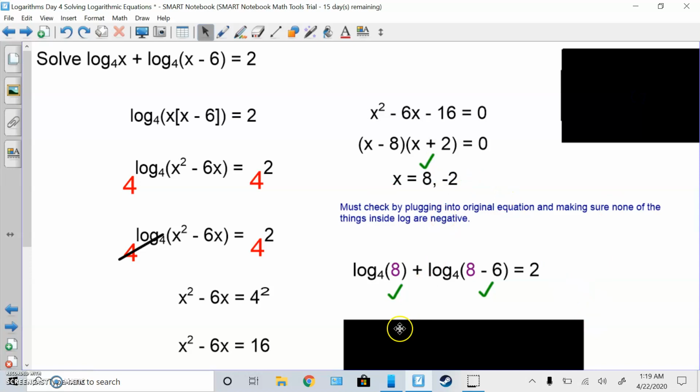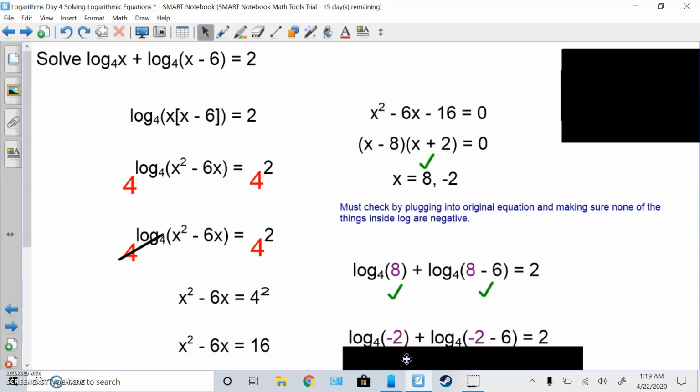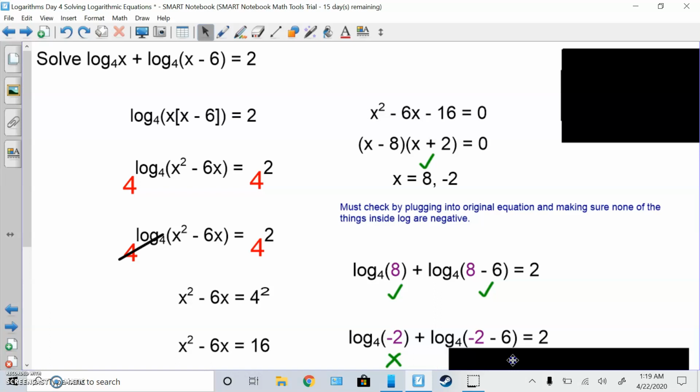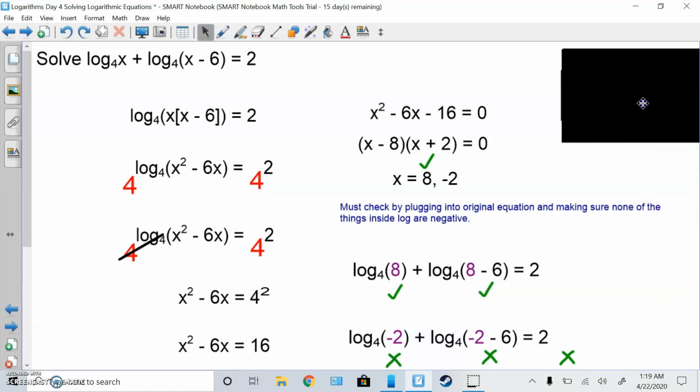I'll try negative 2. If I plug in negative 2, well, the first one has a negative inside, so that fails. The moment you have log of a negative number, you can stop and just cross it out, but I'm going to do the other one as well. So inside here will be negative 2 minus 6, which is negative 8. I cannot log base anything of negative 8, so that fails. So this one does not work. So my final answer is just x equals 8, not negative 2. Next problem.